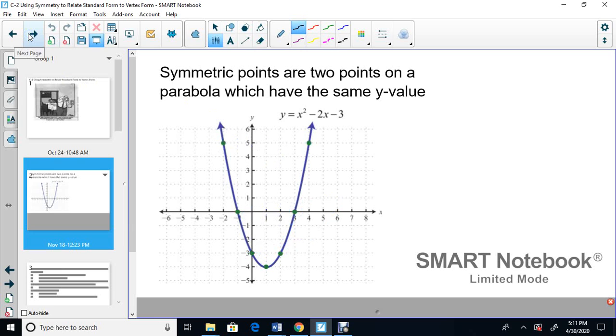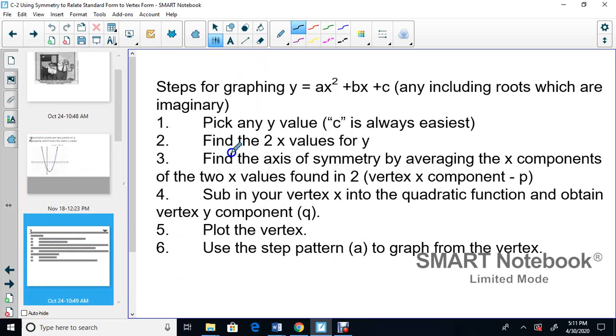Okay, so here's what we're going to do. Here's the step. We're going to pick any y value. We're going to pick the c at the end. Again, these are steps to graph y equals ax squared plus bx plus c in standard form. So first we're going to pick the c. We're going to make y equal to c so it'll cancel out.